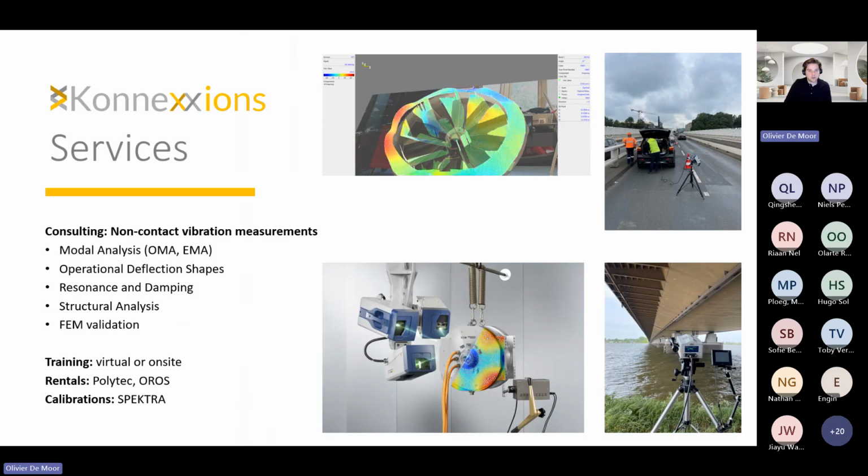So we as Connections, we also have our own expertise and the equipment, so we can also provide services and consulting ourselves. And this is then non-contact vibration measurements with our Polytech laser vibrometers. And we are specialized in operational modal analysis, experimental modal analysis, structural analysis, and so on. We also provide trainings, both for Polytech and OROS. We can also rent out systems, and we also provide calibration services through Spectra.